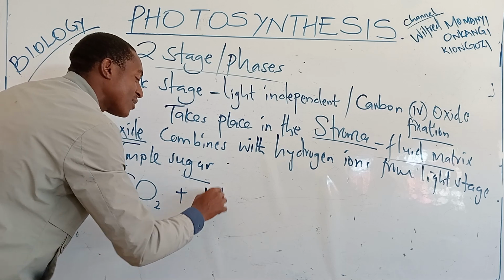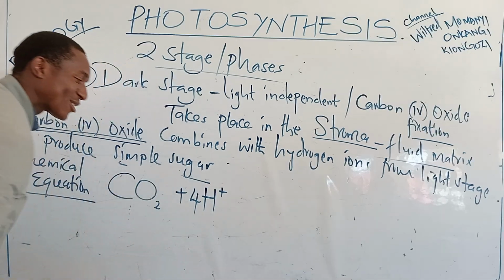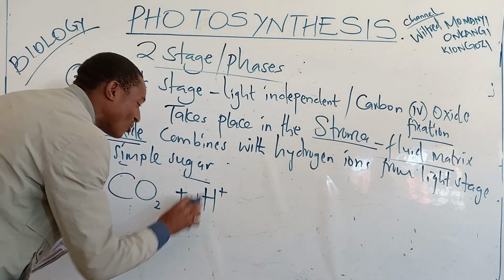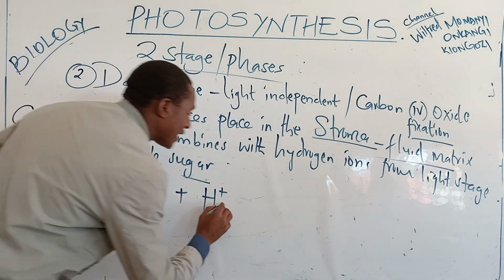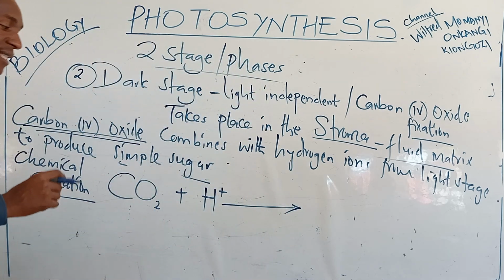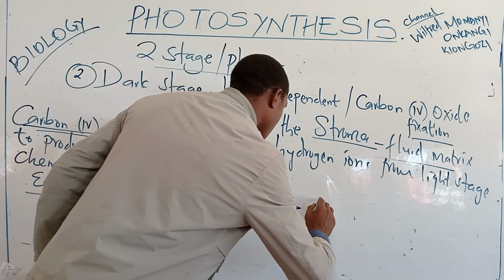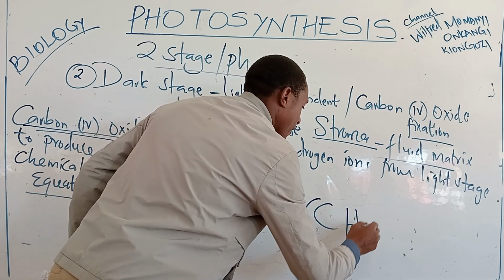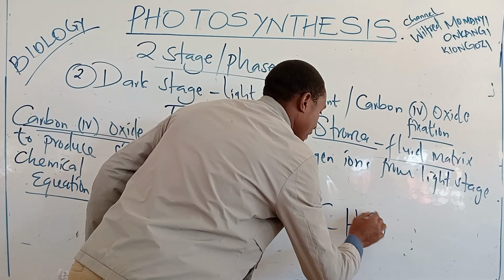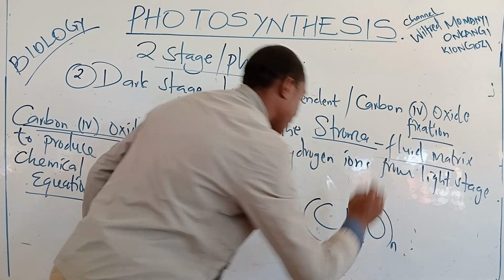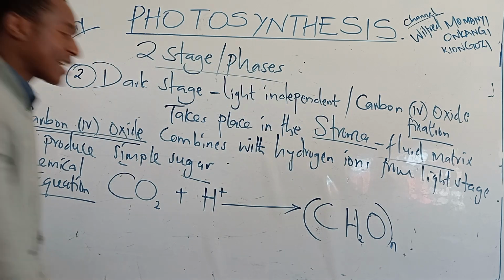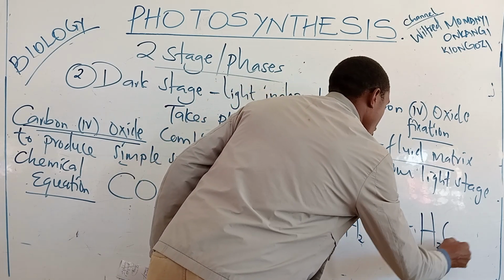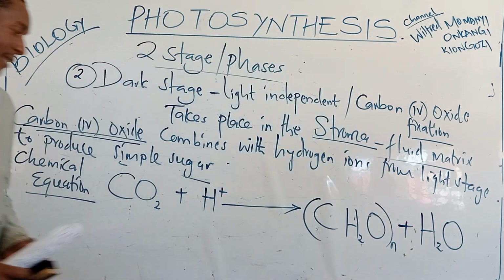Remember the 4 hydrogen ions that we got from the reaction that we had. The 4 hydrogen ions. But we shall know how to balance it to bring it to 4. Giving us simple sugars, the general formula that I have already shown you. Bracket, then you put C, H2, then O, and then you close the bracket and write n there. Then plus water. Water is written as H2O.